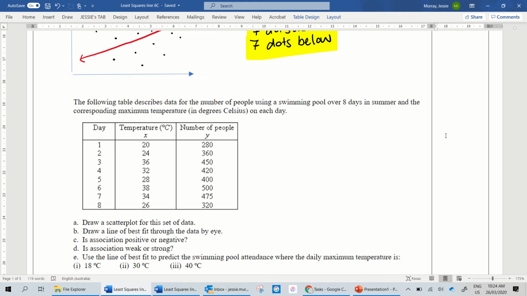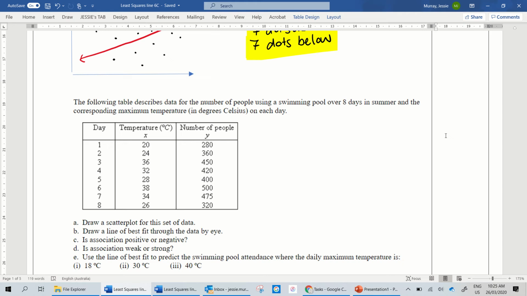It has the number of people using a swimming pool over 8 days in summer, and the temperature, okay? So your dependent variable is the number of people and your independent variable is the temperature, okay? So the number of people is depending on the temperature. All right, it wants us to draw a scatter plot, then draw a line of best fit by eye, and then look at the association between them.